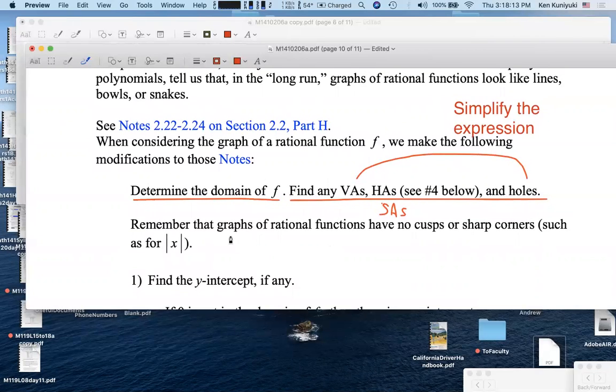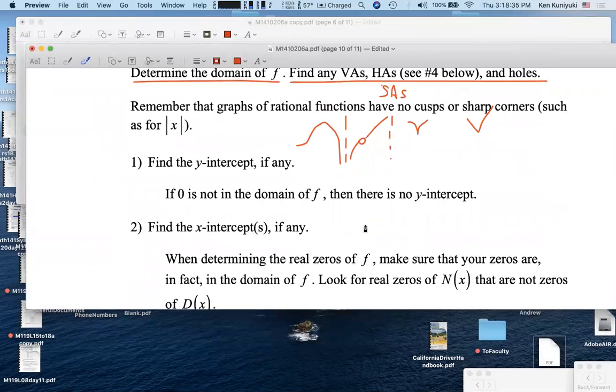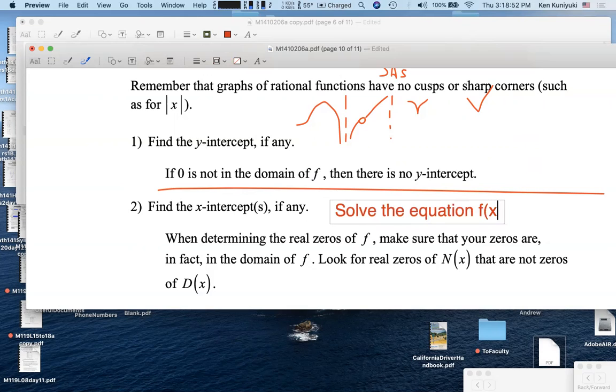Okay. Remember that graphs of rational functions, like polynomials, don't have cusps or sharp corners, such as the absolute value graph. In between VAs and holes, they kind of look like polynomials. Okay, find intercepts. Remember the y-intercept, if any, tends to be easier. If 0 is not in the domain, then there is no y-intercept. Right? But if there is, the y-intercept is easier to find. X-intercepts tend to be harder because you usually have to solve an equation. Solve the equation f of x or y equals 0. So it's usually harder to find x-intercepts. By the way, you might have none, one, or a whole bunch.